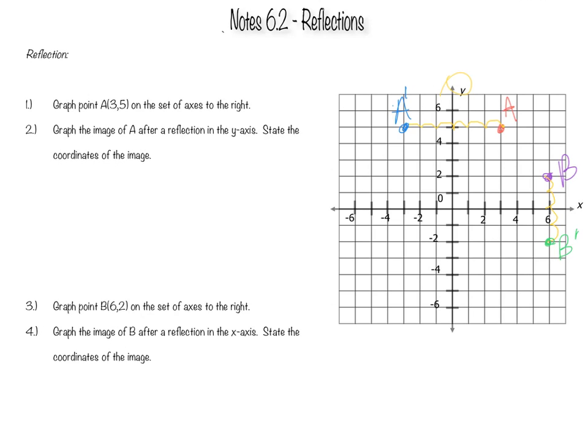Well, the coordinate point for the image of A is now at (-3, 5), it is positive 5. And the image of B is now at (6, -2). So we need to see what kind of things are happening to go from (3, 5) to (-3, 5), and to go from (6, 2) to (6, -2).